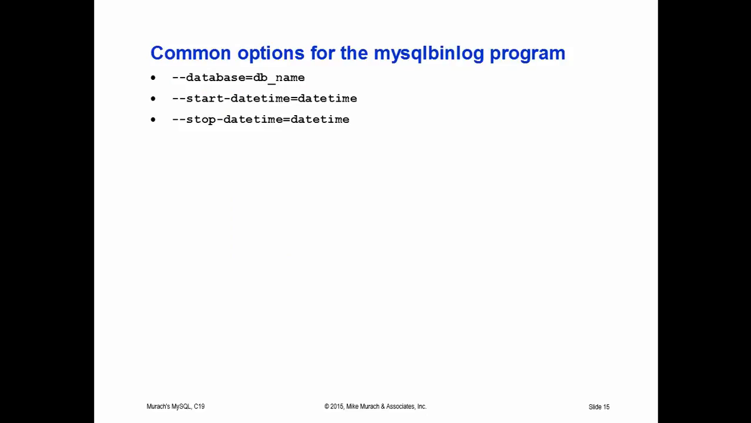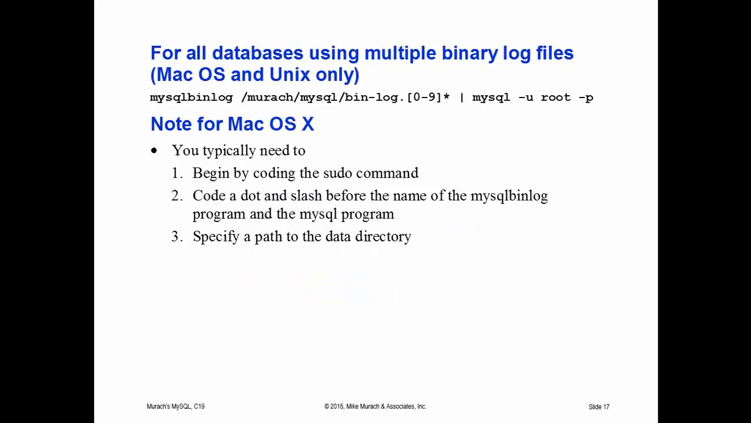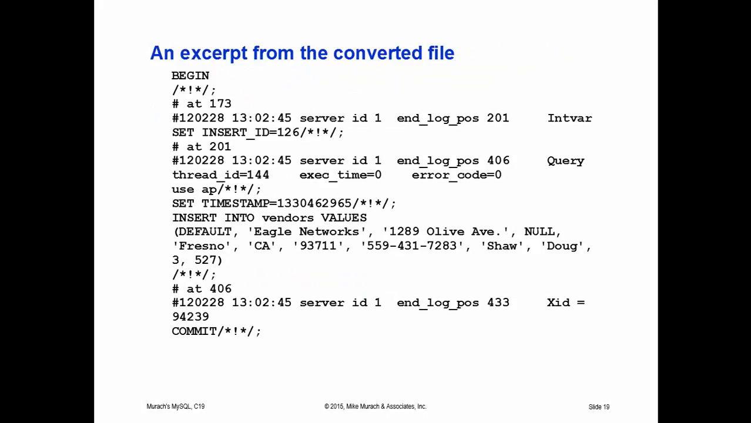Some of the options that can be used when you're trying to take a binary file and convert it over to a text file: the first one here identifies the database, the second one identifies the starting date and time, and the third one identifies the ending date and time. They show you some stuff in here that after you run it, this is an example of what's going to happen and what it's going to look like.